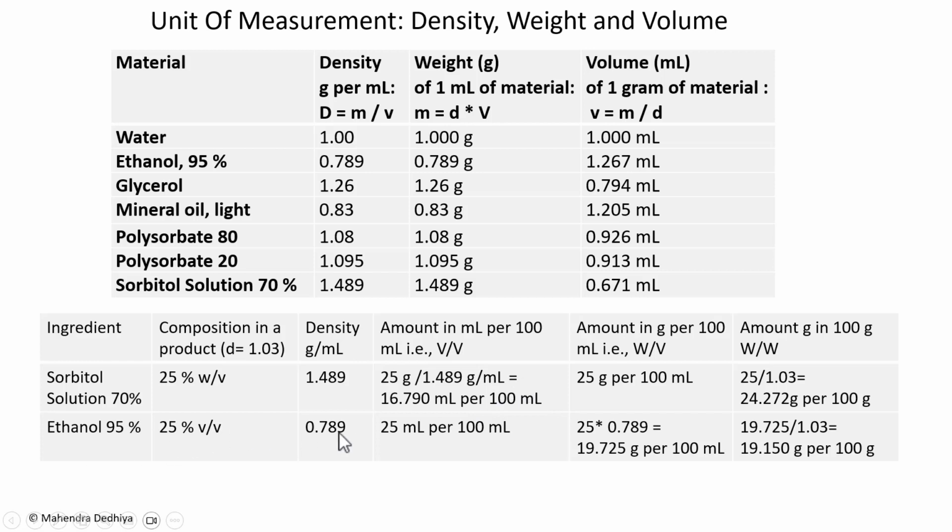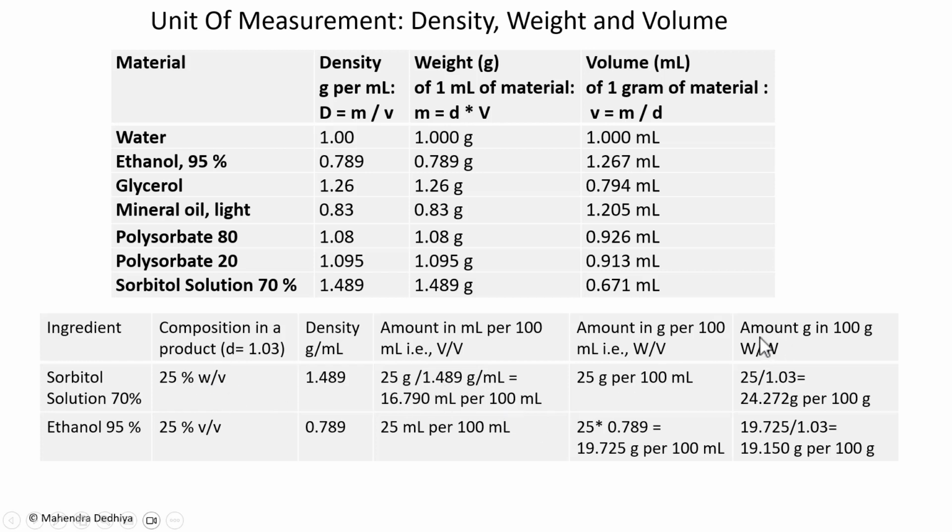Ethanol is given as volume to volume: 25 milliliter of ethanol is in 100 ml. We now want to figure out the amount in gram per 100 milliliter. In this case, the sorbitol solution used in the product is 25% weight to volume. Ethanol 95% is used at 25% volume to volume in the product. That means it contains 25 milliliter with the density of 0.789. Mass is density times volume, so 25 ml will contain 19.725 grams per 100 milliliter. So now we are able to convert volume to volume into weight to volume, and for sorbitol, weight to volume into volume to volume.